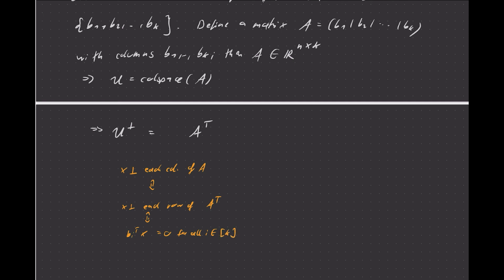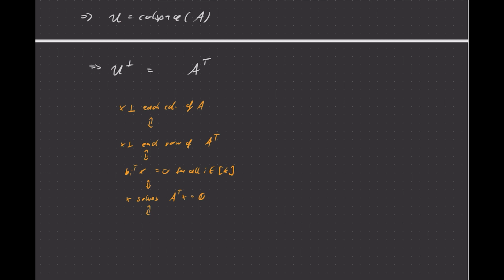Or in other words, the vector X is a solution of the linear system. X solves A transposed X equals the 0 vector. Or finally, in other words, X is an element in the kernel of A transposed. And that means the orthogonal complement of that space U, the column space of a matrix, is exactly the kernel of A transposed.